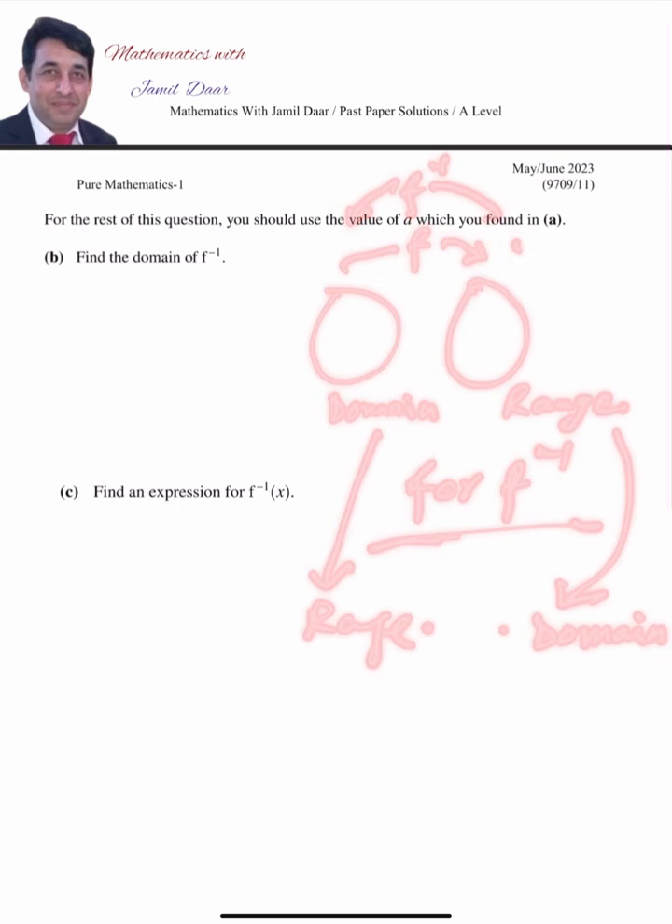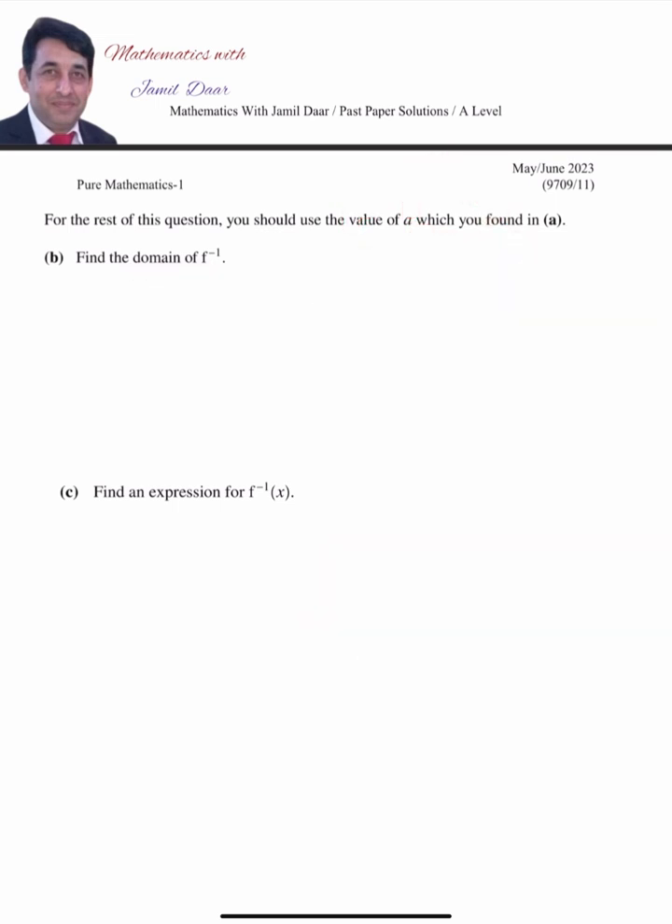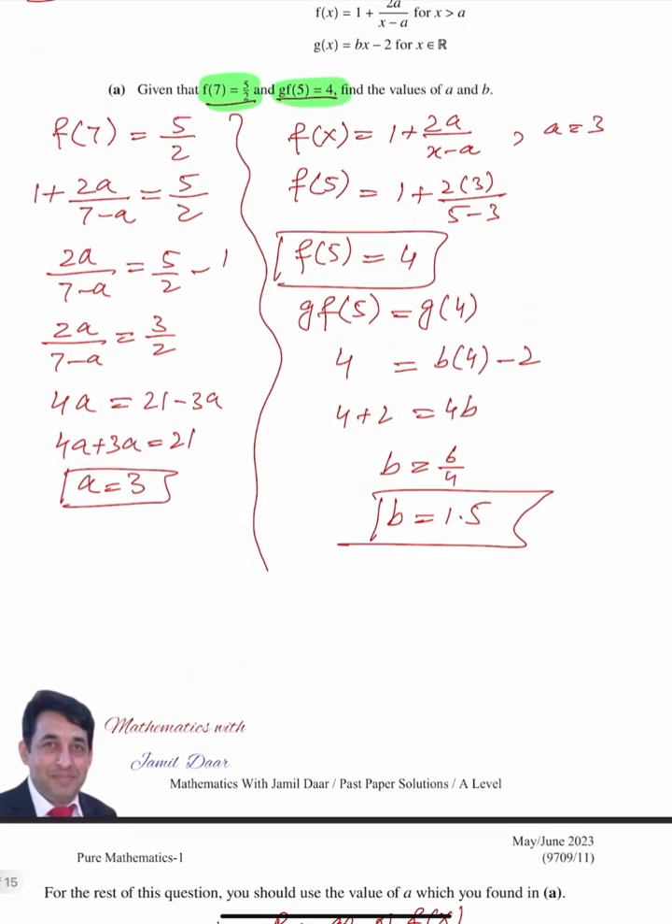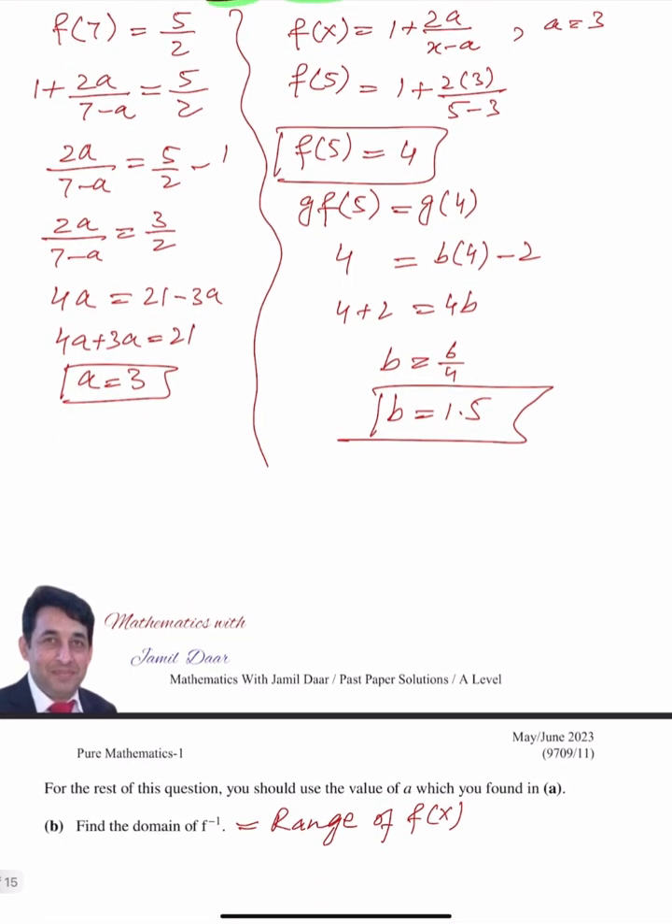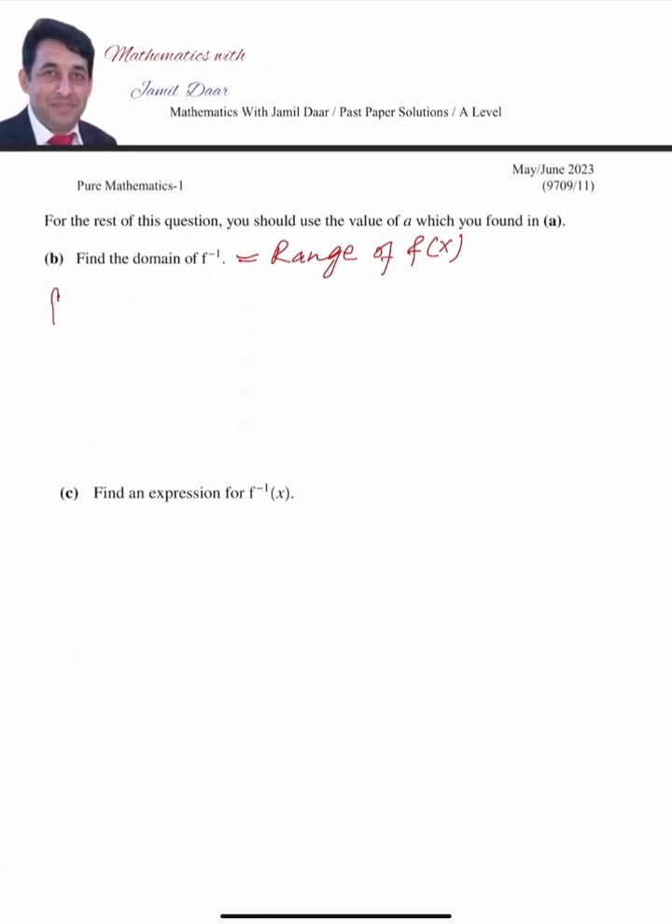That means if you need to find out the domain of f inverse, that would be equal to the range of the function f of x. So what is the function f of x? F of x is equal to 1 plus 2a over x minus a. If you substitute the value of a, f of x is equal to 1 plus, a is 3, so that will become 6 over x minus 3.